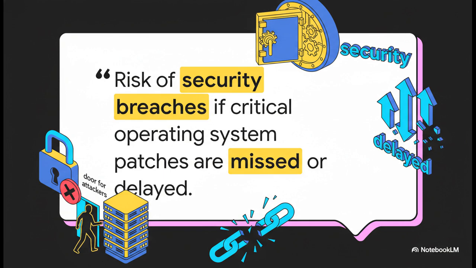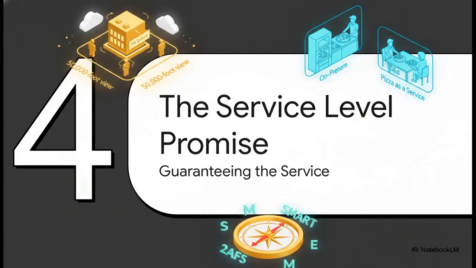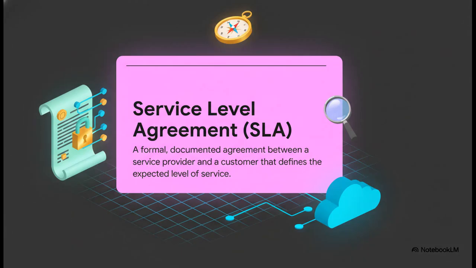Okay, so we've designed our system with C4, we've picked our cloud foundation. Now what? How do we formalize what everyone should expect? How do we go from just hoping the service works to actually guaranteeing it? Well, that requires a binding promise. And that promise has a name. It's a service level agreement, or an SLA.